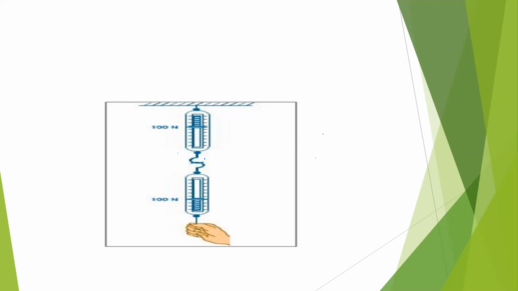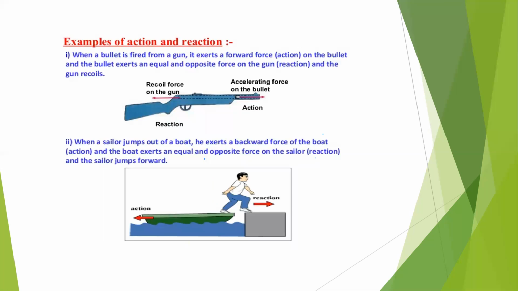So when you stretch it, here what happens? Action is on the second spring and the reaction will be on the first spring. So this is action and reaction on two different bodies. So the springs are interlocked to each other is the example.